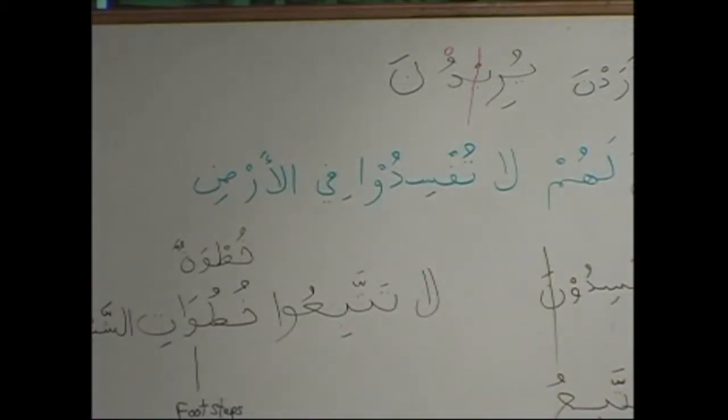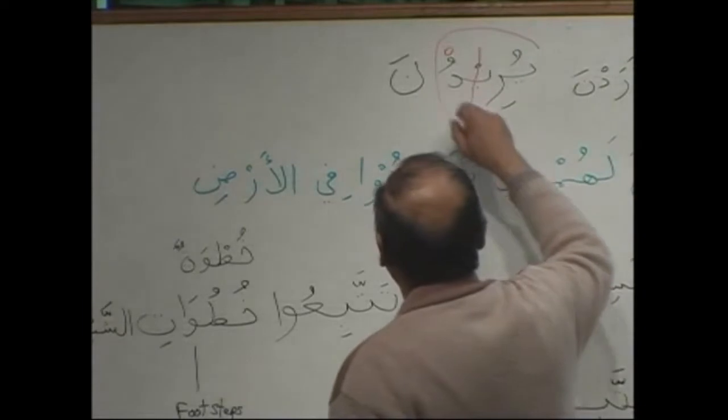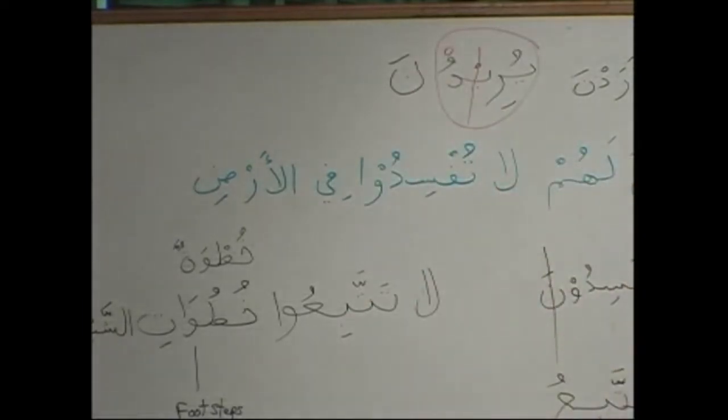How will I describe yuridna? Fi'lun, mudari'un, mabniyun ala sukun. And then you will describe, if it is marfu, you will say fi mahalli raf'in. If it is majzoom, you will say fi mahalli jazmin. But it is mabni. Remember, inshallah. Fine. So, brother, we are here at yuridna.